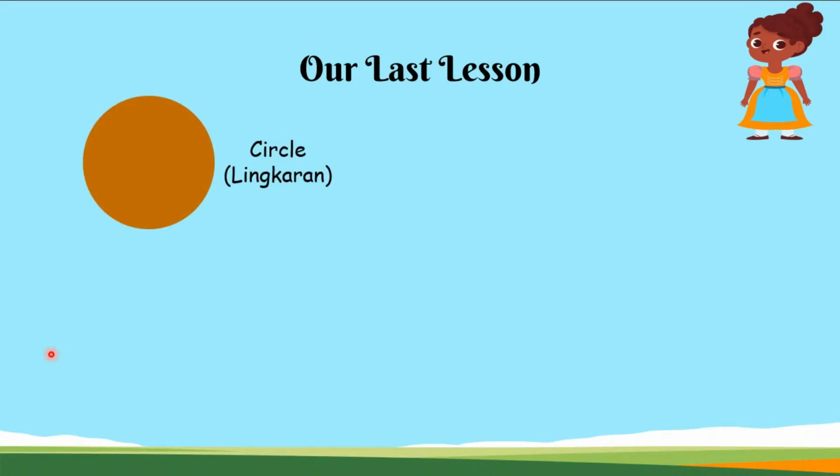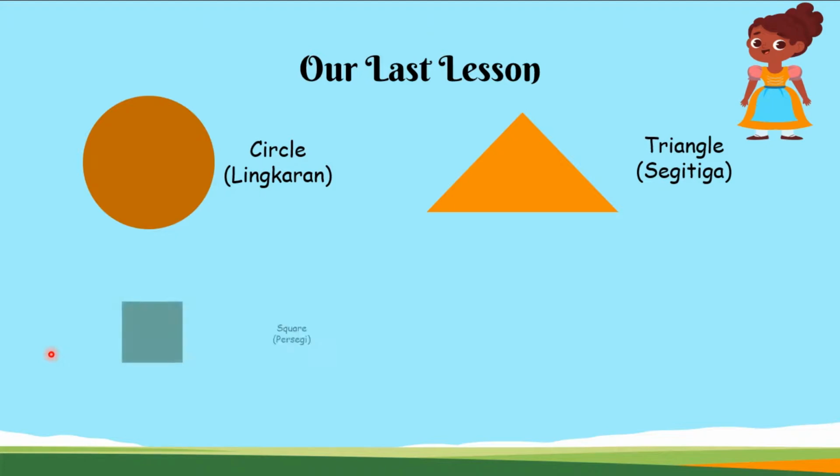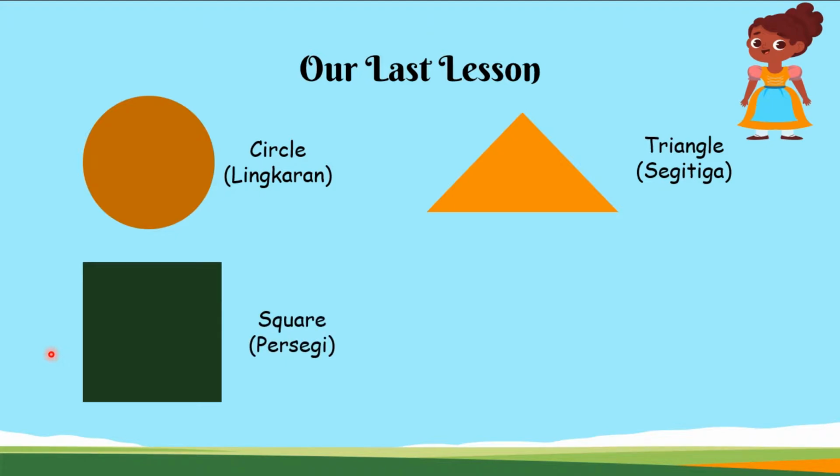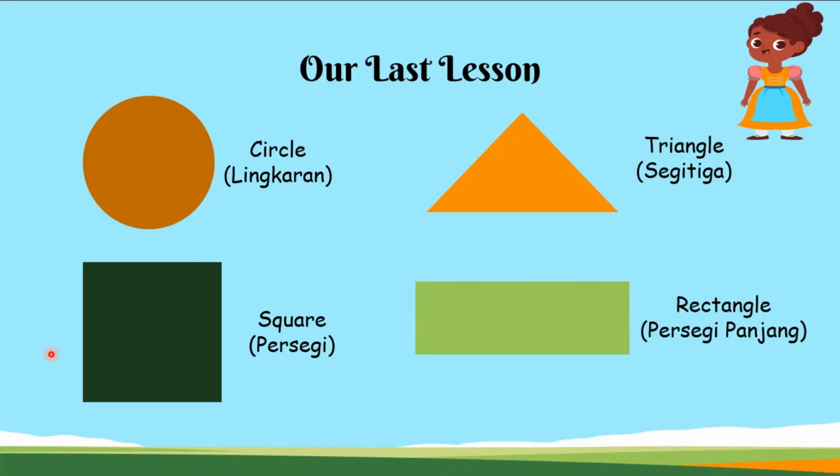This is a circle. Circle, lingkaran. And this is a triangle. Triangle, segitiga. How about this? Yes, this is a square. Square, persegi. And the last one is rectangle. Rectangle, persegi panjang.